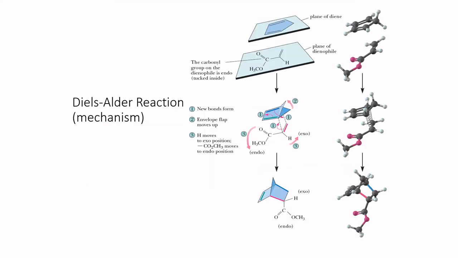Okay, so this figure shows the mechanism of the Diels-Alder reaction. This is the plane of the diene. You can imagine the diene as a flat compound, and then there is the dienophile, which is also flat, and the carbonyl on the dienophile is endo, or tucked inside. Okay, and then what happens when these two reactants react? A new bond will form. When the new bond forms, the next step is the envelope flap moves up, and these are the ones that form the bridge.